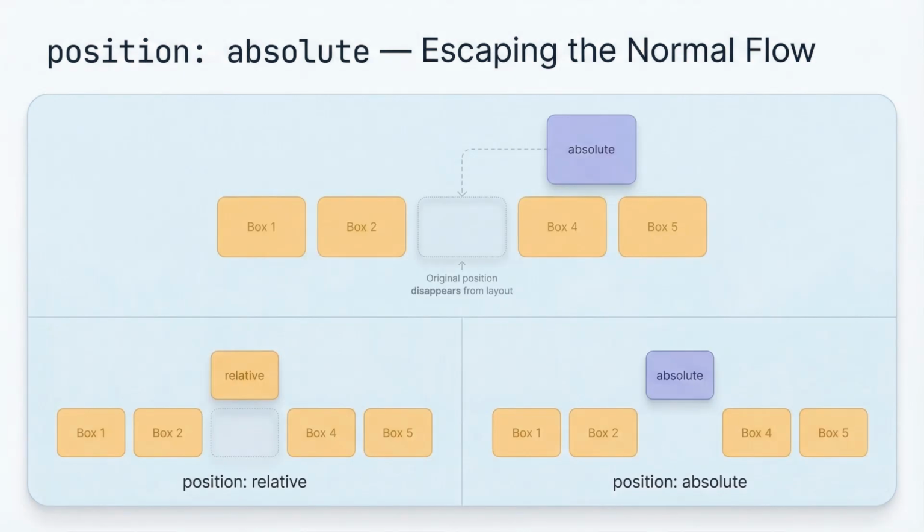This is the fundamental difference between relative and absolute. With relative, the gap stays. Other elements don't move in. With absolute, the gap is gone. Other elements behave as if the absolutely positioned element never existed. This makes absolute much more useful for overlapping elements, like badges or labels on top of images.